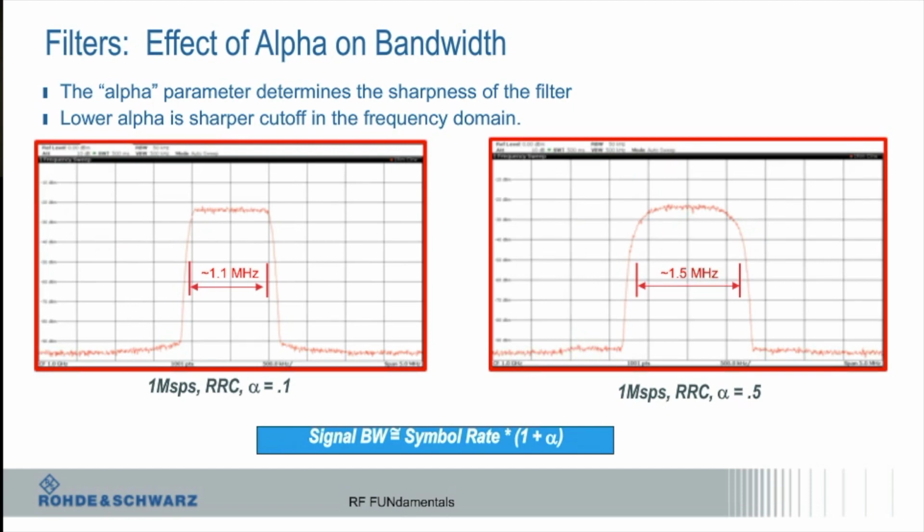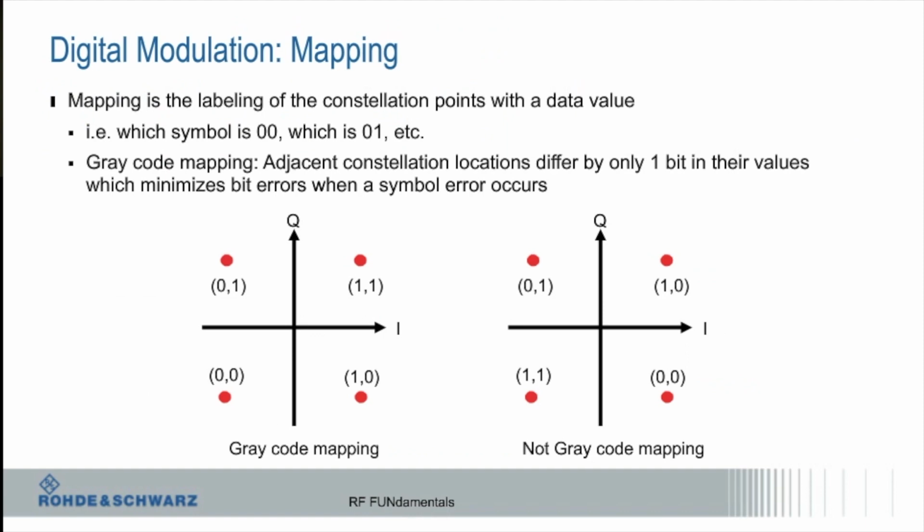Okay. So alpha is the sharpness of a filter. Not really that interesting. Okay. So mapping, and I mentioned this before, mapping is the label of the constellation points with data values. So, don't think that they necessarily have to be one particular order.